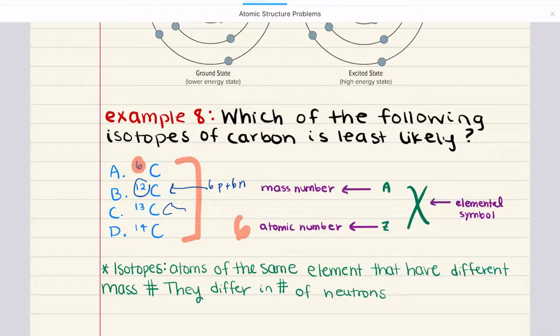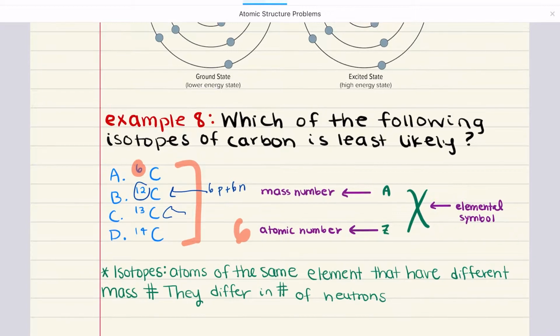Carbon 13. This is also another isotope of carbon. It's less common than carbon 12. Carbon 12, by the way, makes up about 98% of all carbon found in nature. This isotope carbon 13 is about 1% of natural carbon. Here it has 6 protons plus 7 neutrons, hence why the mass number is 13. Then carbon 14, this is less common, but it's possible. This is going to be 6 protons plus 8 neutrons.